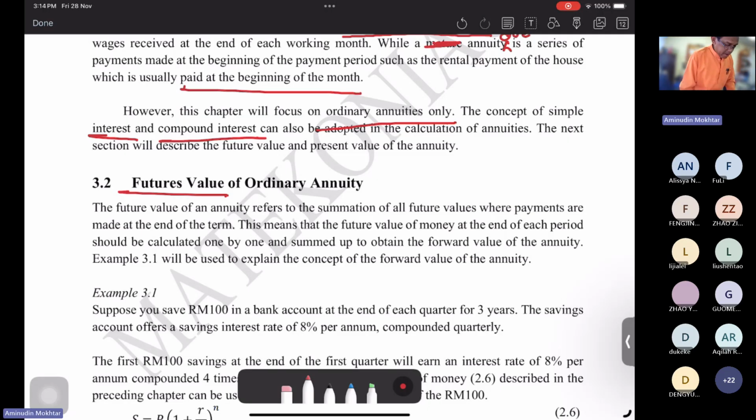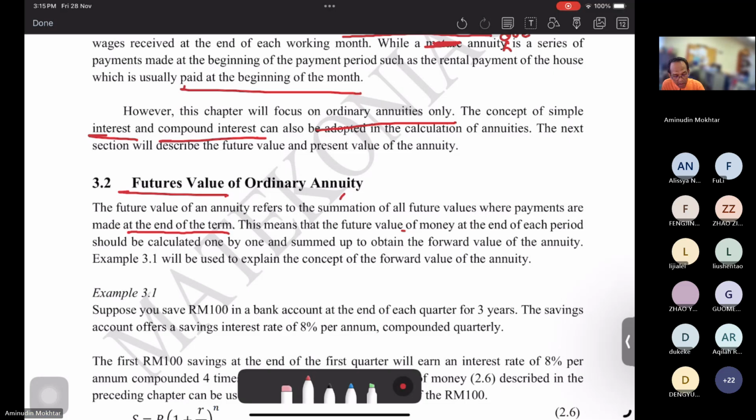If you look at section 3.2, the future value of an ordinary annuity refers to the summation of all future values. In other words, we have more than one future value, where payments are made at the end of the term. That's the future value of an annuity. That involves the combination or summation of all future values of money, all future values of the compound interest.